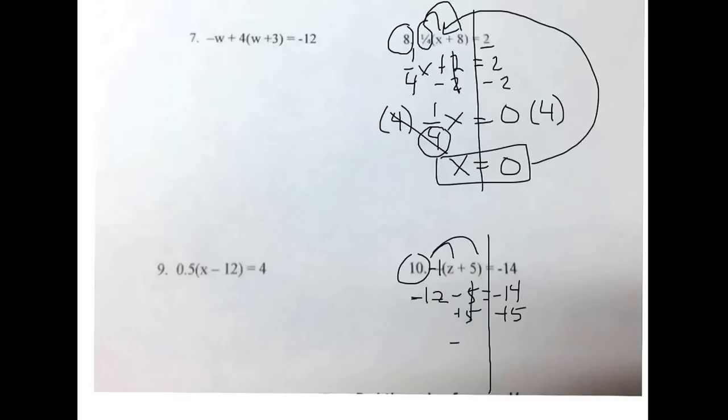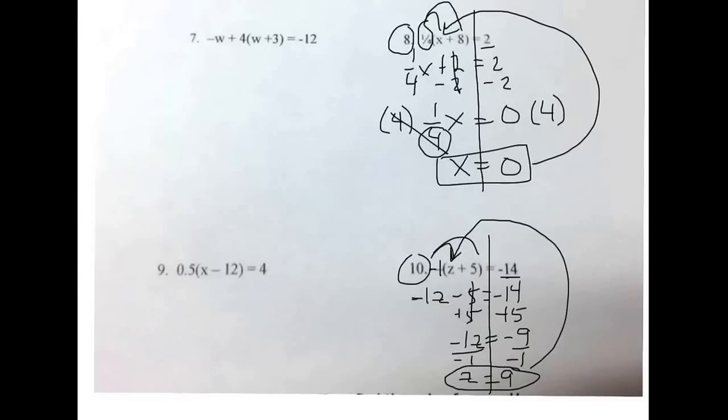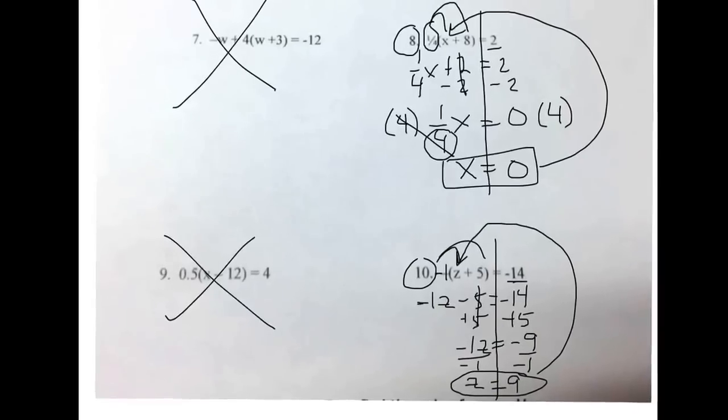Those cancel. -1z equals -14 plus 5 is -9. When it's beside it, I divide it. So divide both sides by -1. And z equals +9. Again, you can plug it in right there. And if you get -14, that means you did it correctly. You do not have to do 7 or 9, just the ones that I tell you to.